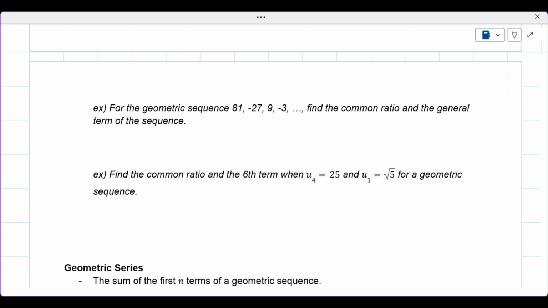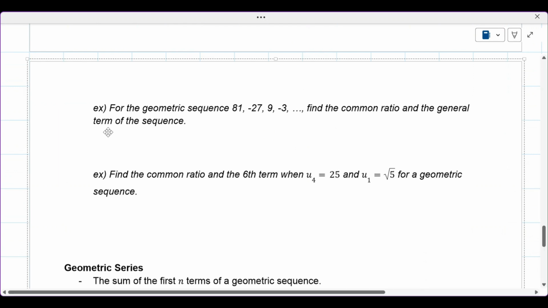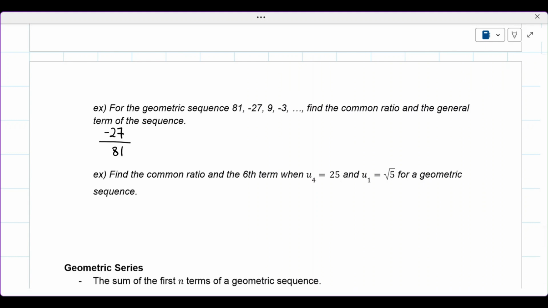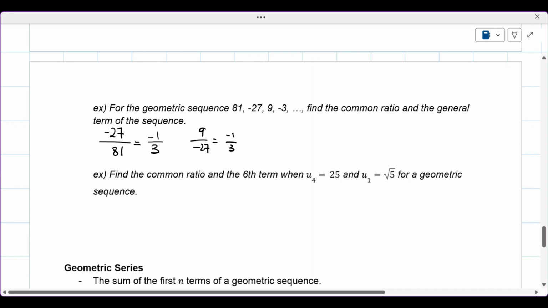81, negative 27, 9, negative 3. So in this case, what we have to do is we need to find the ratio of two subsequent terms. So I think the first two terms will be great. I'll do negative 27, which is the second term, divided by the first term, 81. So we always want to divide the next term by the current term. That's going to be, after simplification, negative 1 over 3. I can do the same thing, by the way: negative 9 divided by 27, which is also going to be negative 1 over 3 as well. So I know that the common ratio is negative 1 over 3.